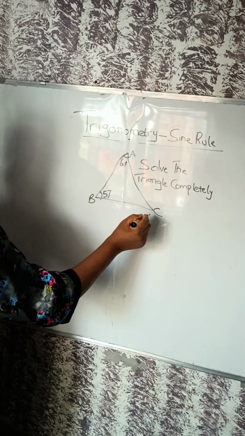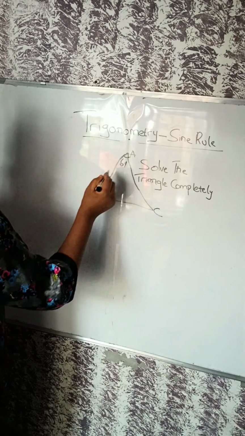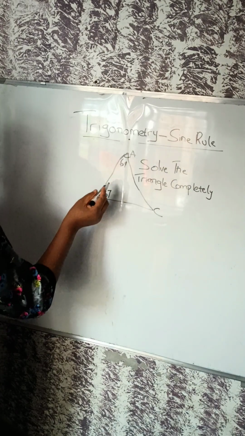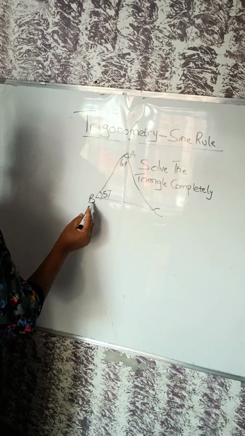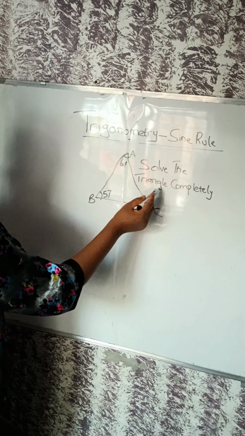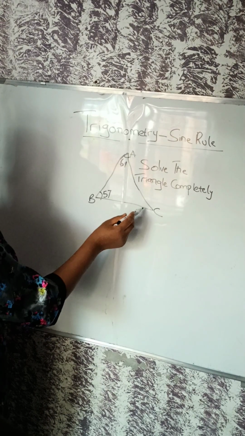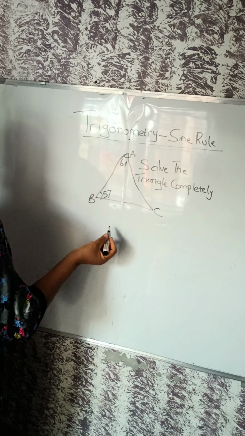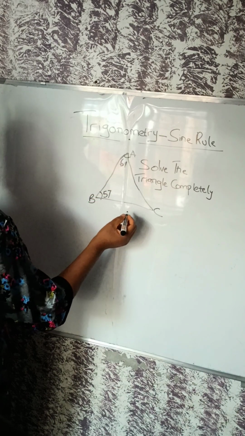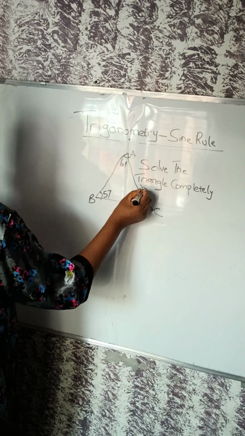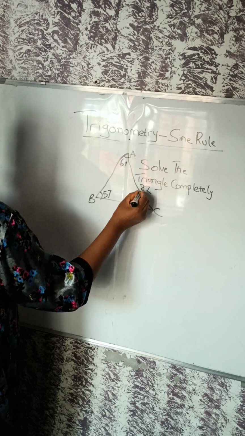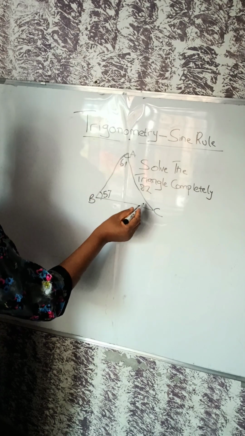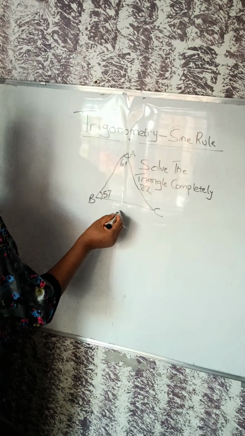So we're solving this triangle, this trigonometry. I'm using the sine rule. So we have A is 61, B is 57. We have to solve the triangle completely, meaning we have to find all the sides and angles missing: this angle, this side, this side, this side. Okay, I think we have one of the sides. This is 8.2. So we have this side and these two angles. Solve for this angle, this side, and this side.